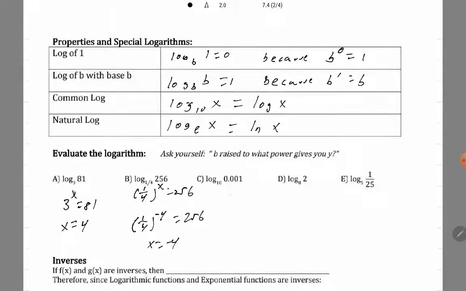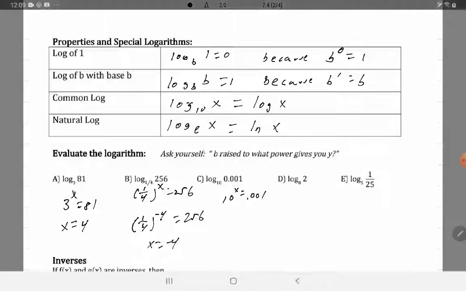Log base 10, so 10 to what power gives me 0.001? Well, we know that this is going to be negative. We're moving the decimal place over 1, 2, 3, 4, I made it over 4, so 10 to the negative 4.